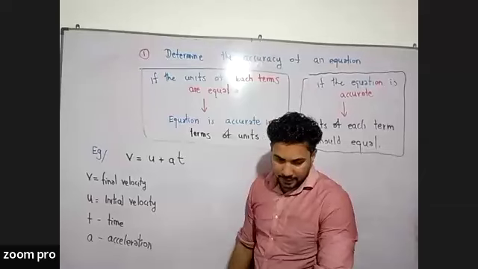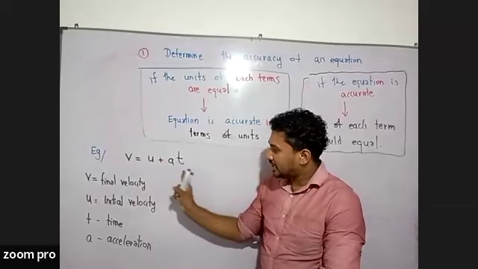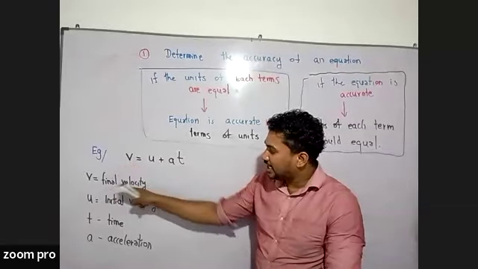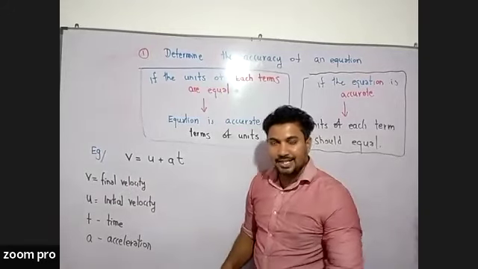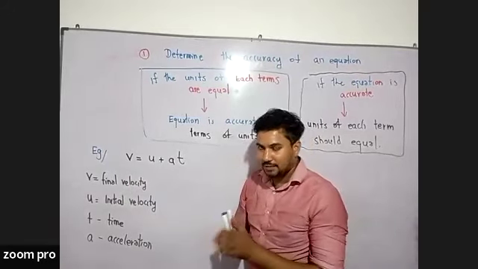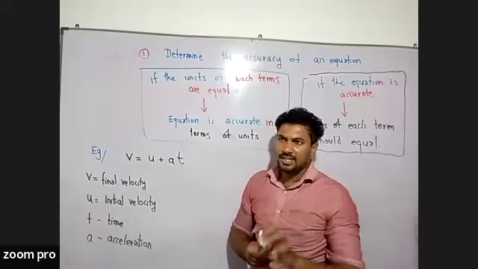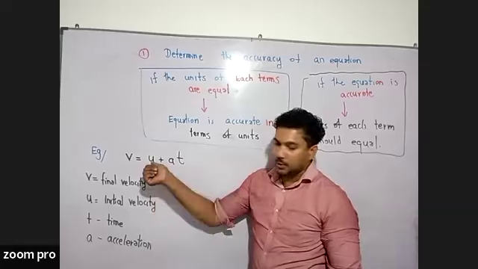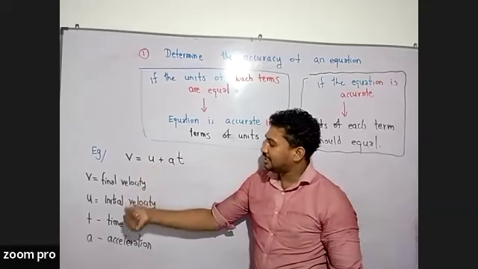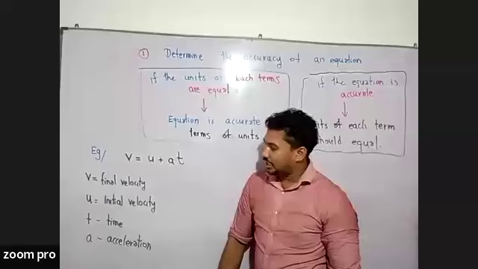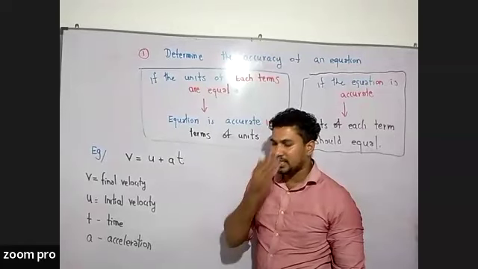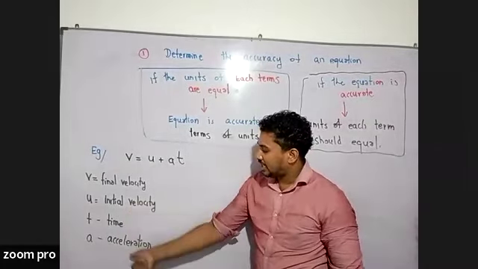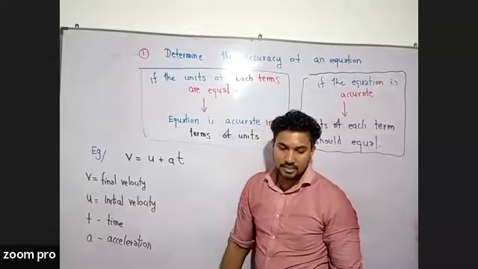So here in V equal U plus AT, I'm representing V as the final velocity. Guys, it is a final velocity. Even though it is a final velocity, it's a kind of velocity. That's it, right? And U represents the initial velocity. Even though it is the initial velocity, it's a kind of velocity, right? A means acceleration and T means time.